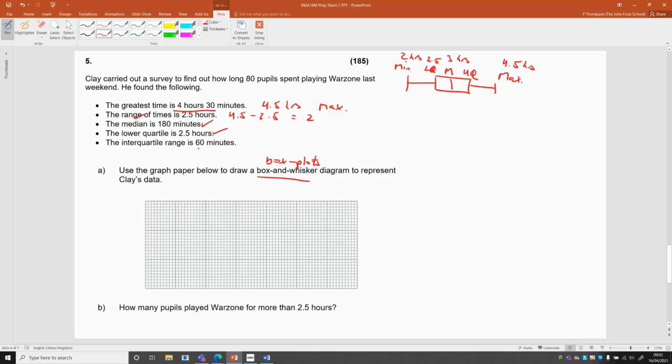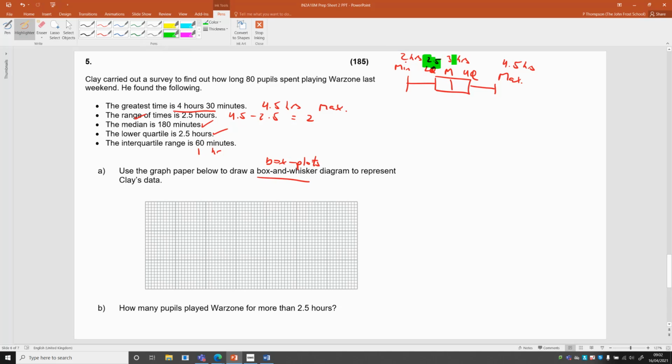Now, the interquartile range is 1 hour. Remember, the interquartile range is the gap between the two quartiles. So if the lower quartile is 2.5, the gap to the upper quartile is 1 hour. So the upper quartile would be 3.5 hours. All right, put these on the box plot. Remember the minimum? If I'm going to do my scale, I'll go from 0 to 5. 0, 1, 2, 3, 4, 5, and this is the hours.